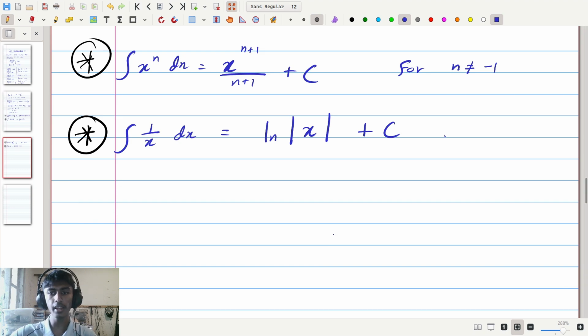This, however, is still not defined for x equals 0. So we still need x not equal to 0. At x equal to 0, we're taking the logarithm of 0, which we cannot do.